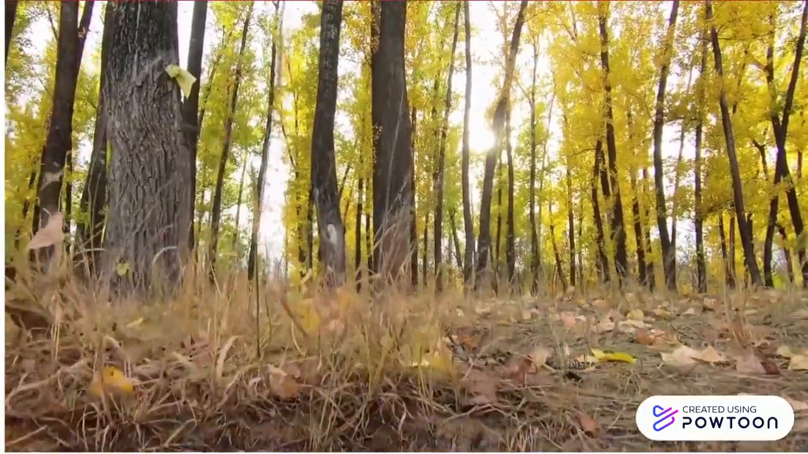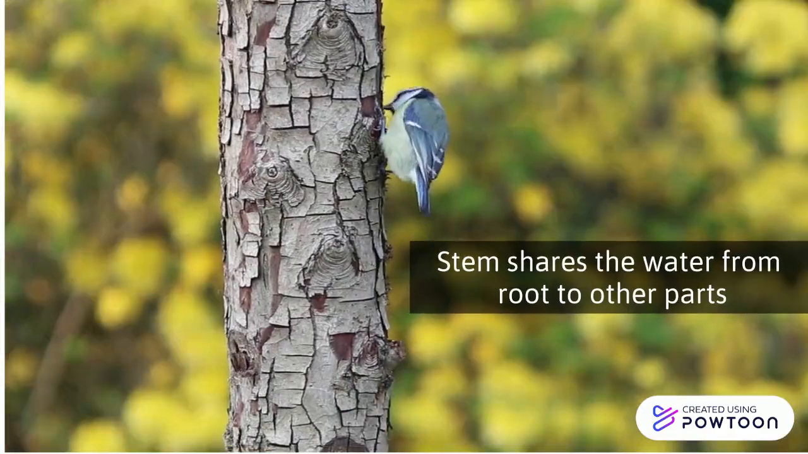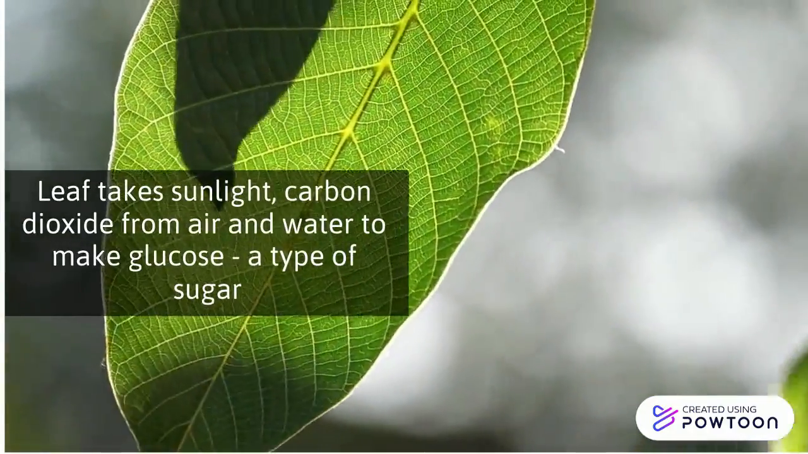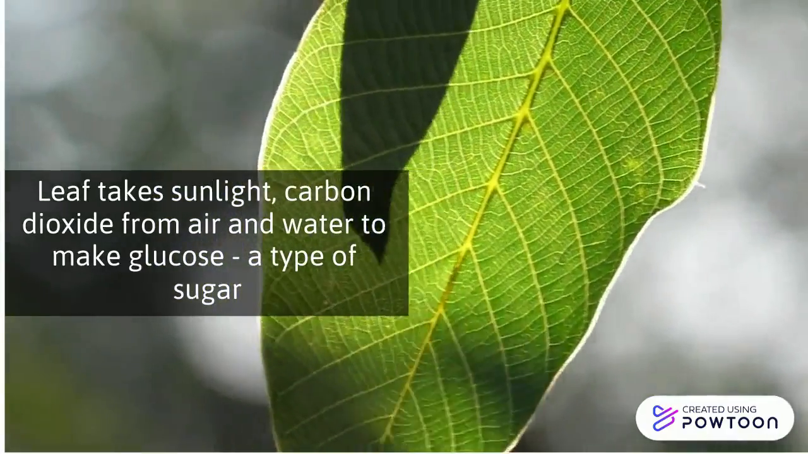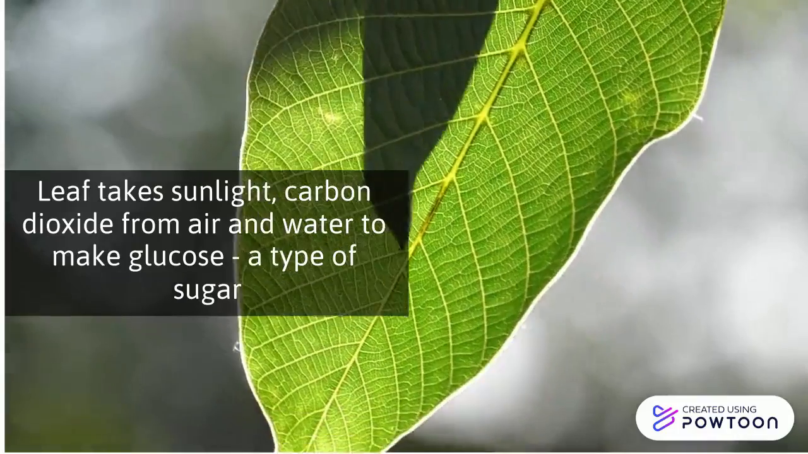The root helps to absorb water from the soil or mud. The stem takes the water from the root and shares it to the other parts of the plant. Leaf takes sunlight, carbon dioxide from the air, and the water to create food. This food is glucose, a type of sugar.